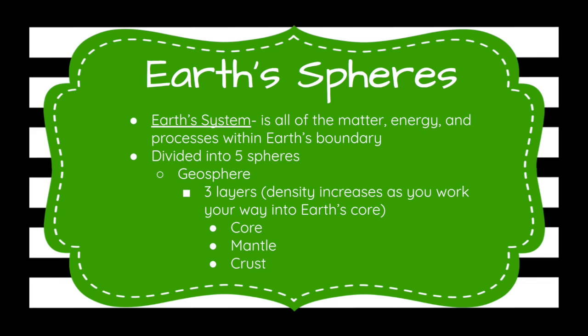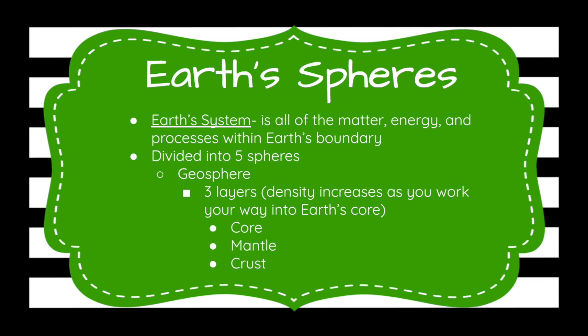All right, so let's get started here with the 5 spheres of Earth. Earth's system is all of the matter, energy, and processes within Earth's boundaries. Now, there's many systems within Earth's system as a whole. For example, the water cycle, the rock cycle, the carbon cycle, the nitrogen cycle. Those are all systems that work within Earth's system. But Earth's system is the overall system that holds all of those systems together.